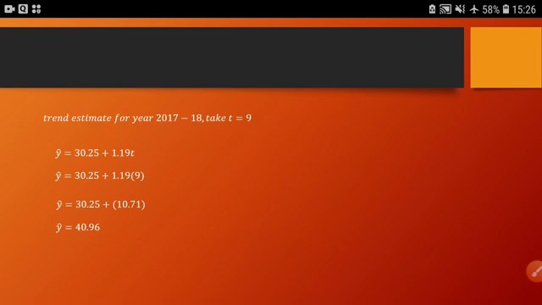So far in the chapter we have done the graphical method and the method of least squares, and the method of least squares we have completed. These all were the topics in method of least squares.